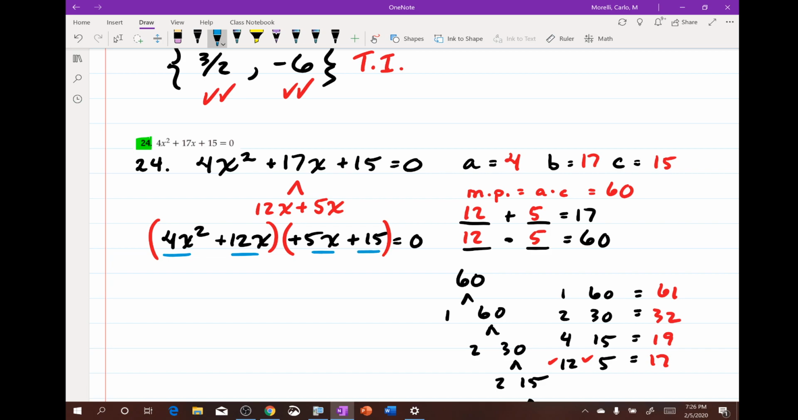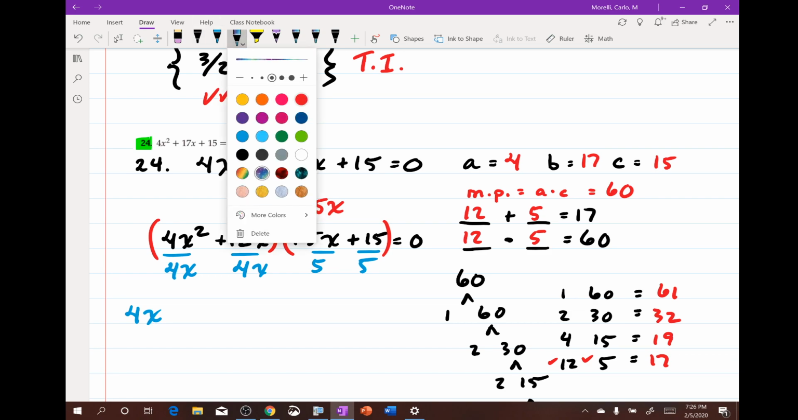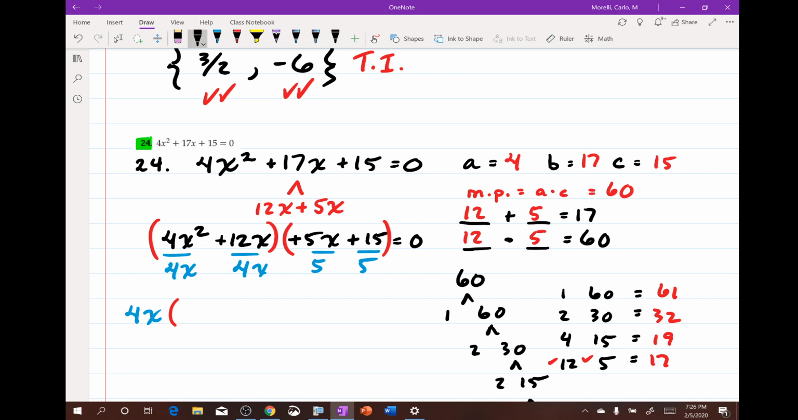So what are the numbers I can divide out? For this first one, I can divide out a 4x. And for this one, I can divide out a 5. So let me rewrite my situation here. I've got 4x, open parentheses, and then inside, I have x plus 3. Then on the outside of this one, I have plus 5, open parentheses, and then inside I have x plus 3, because 15 divided by 5 is 3. And that's all equal to 0, ladies and gentlemen.